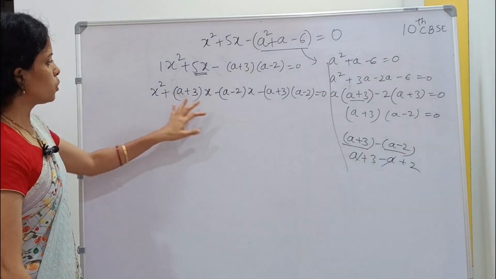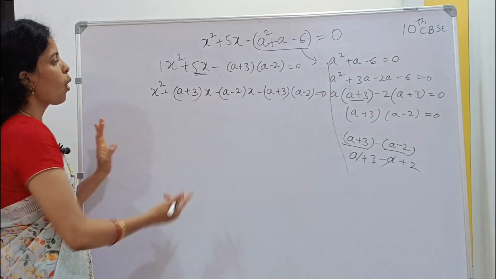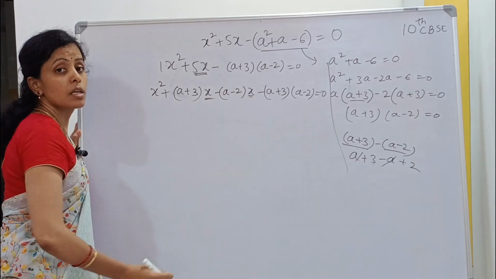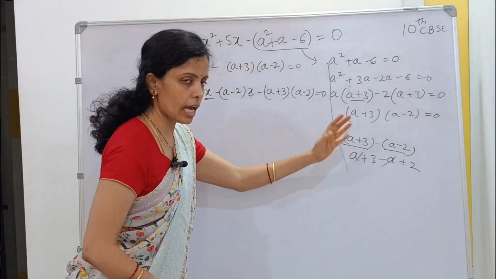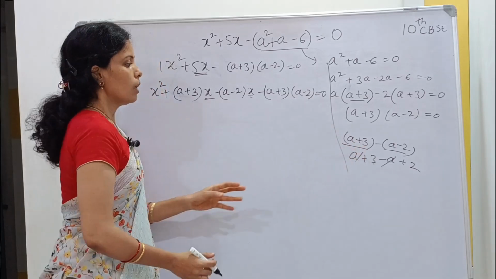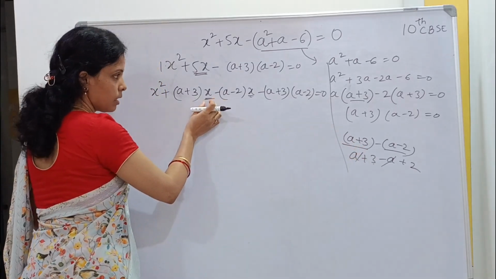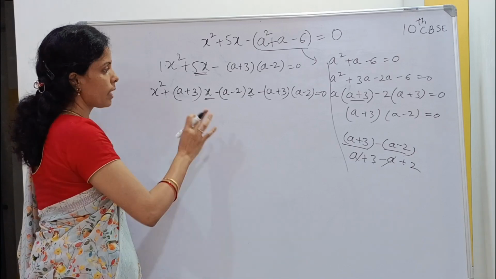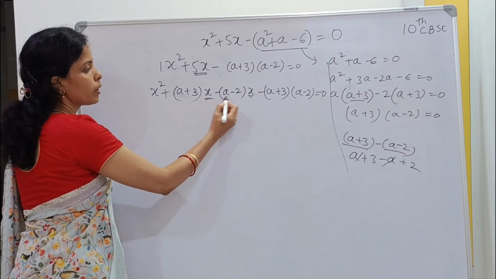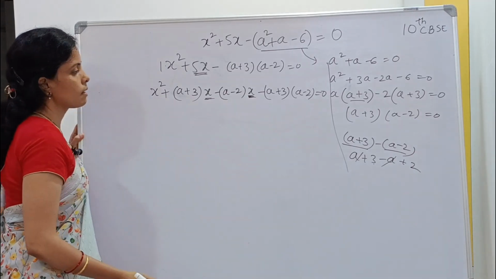Again, most of the children will miss putting the x value here, because actually we have a variable a already. So we have x here and a here. In this confusion, we almost miss putting x. So please remember to carry x as it is.